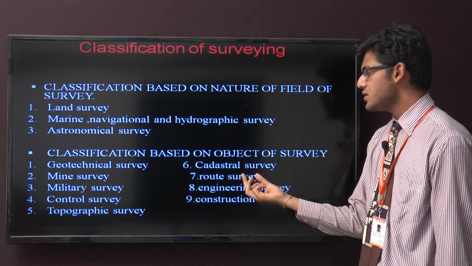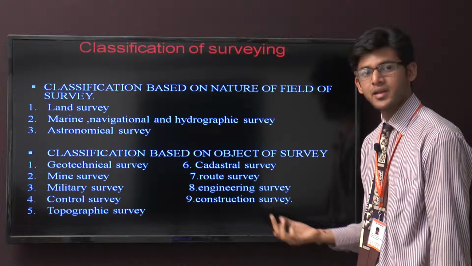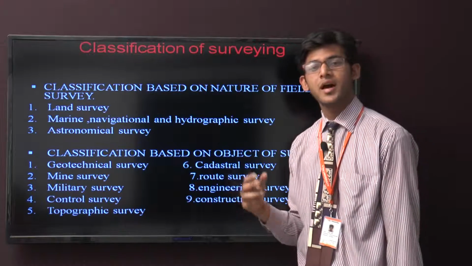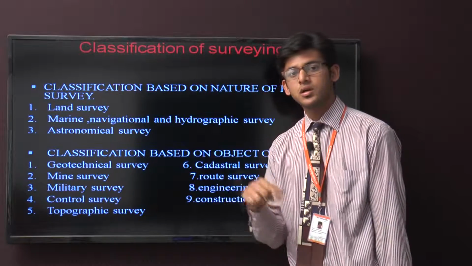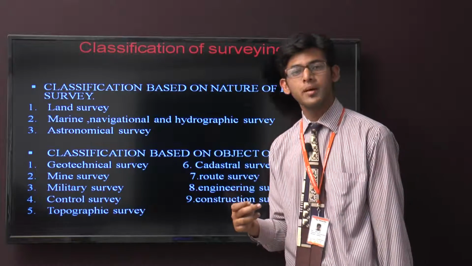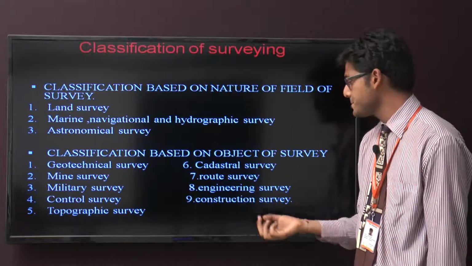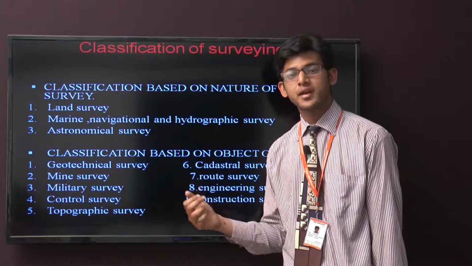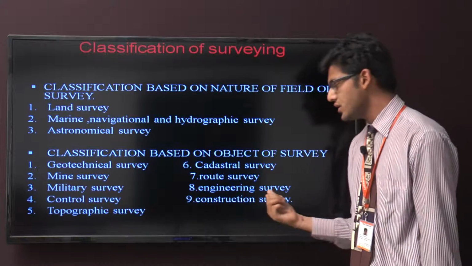Next is cadastral survey. It is done generally in the city areas for civilizations. Next is route survey. What are the roads, what are the highways, what are the other roads in the area, it is generally done by the route survey. We see this on Google Maps, and it also uses route survey. Next is engineering survey. What are the engineering details of the land, what engineering techniques you are going to use, it is generally done in the engineering survey.